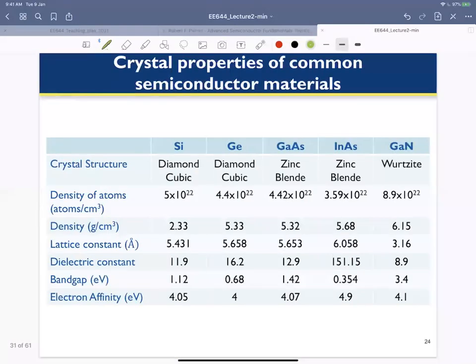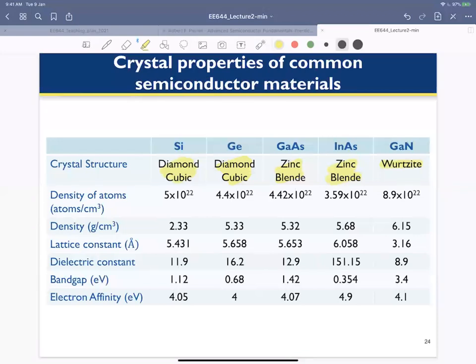Okay. So here there is a summary of common semiconductor materials that we use in the microelectronics industry. Silicon, as I told you, is a diamond cubic. Germanium is also diamond cubic. But gallium arsenide and indium arsenide are zinc blende structures. But gallium nitride is totally different. This is wurtzite, right? So this is a wurtzite crystal. I don't have a crystal structure picture of gallium nitride.